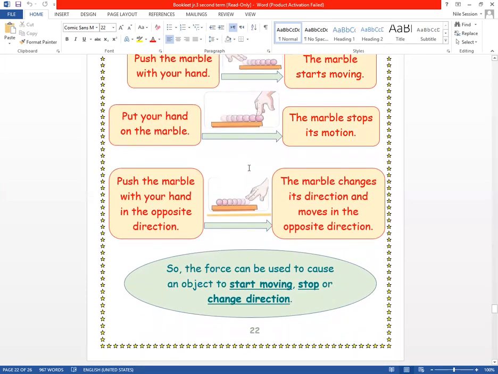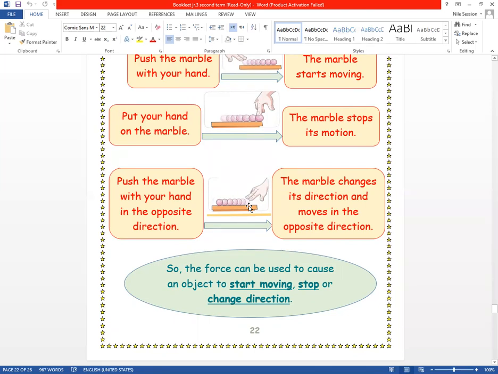Number 2, if I hold the marble, if I use my finger to stop the ball, will it still move or will it stop? Yes, the marble stops its motion. When I hold or touch the marble with my hand, the marble stops its motion. Number 3, if I go to the opposite side and push the marble from the opposite direction, what will happen? Yes, if you move it from the left, it goes to the left side. If you move it from the right, it moves in the right direction. So the marble changes direction and moves in the opposite direction.